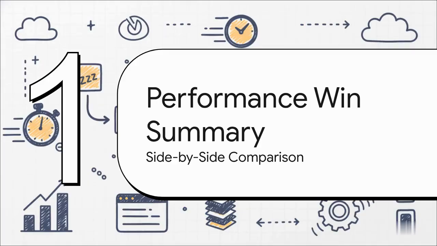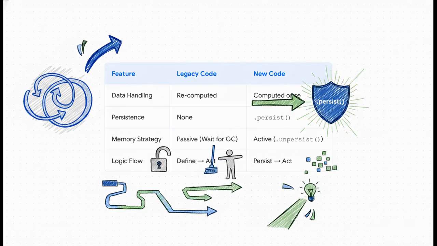All right, let's bring it all home and summarize this performance win with a direct side-by-side comparison of the old way versus the new way. This table lays it all out perfectly. For data handling, we went from recomputing over and over to computing just once. For persistence, we went from having none to actively using .persist. Our memory strategy went from being passive to being active, using .unpersist. And all of that created a much, much smarter logic flow. The difference is just night and day.